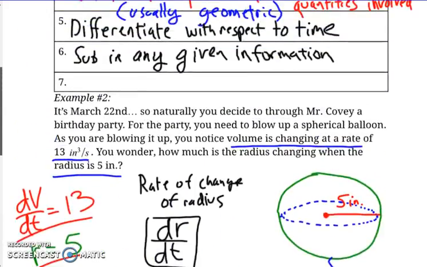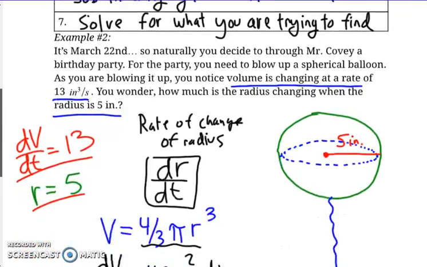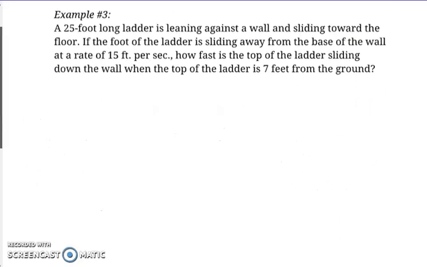Coming back up here, our sixth step is just to solve for whatever you're trying to find. I know there's a lot of steps here. You guys will get better at them. You're going to spend several days practicing. But stick with me for one more example here. So it says a 25-foot long ladder is leaning against the wall and sliding towards the floor. If the foot of the ladder is sliding away from the base of the wall at a rate of 15 feet per second, how fast is the top of the ladder sliding down the wall when the top of the ladder is 7 feet from the ground?